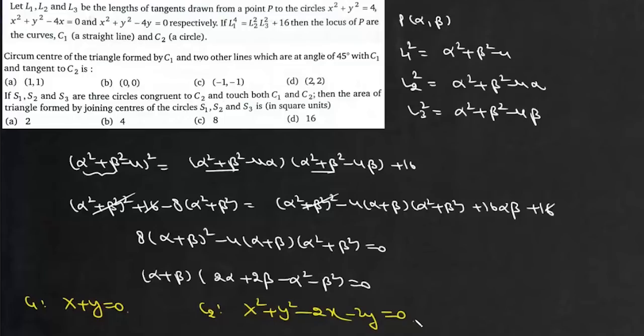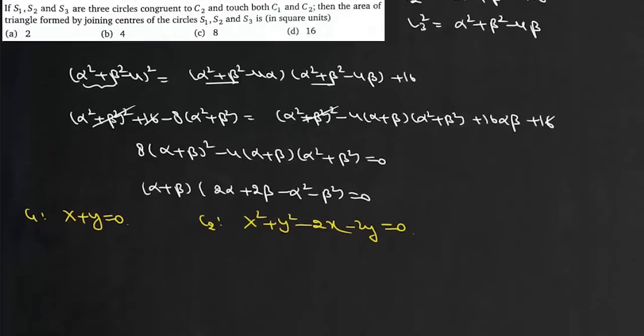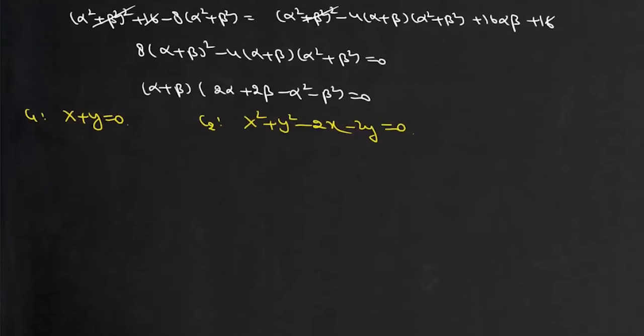Now this first question is: the circumcenter of the triangle formed by C1 and the other two lines which are at an angle of 45 degrees with C1 and tangent to C2 is. So we have this circle whose center is at (1, 1) and radius is √2.